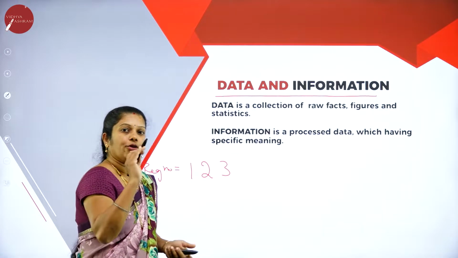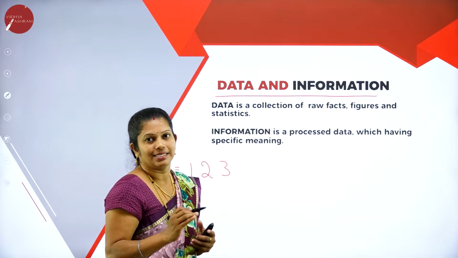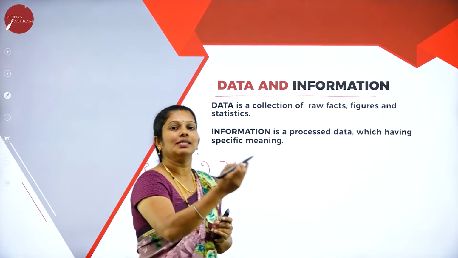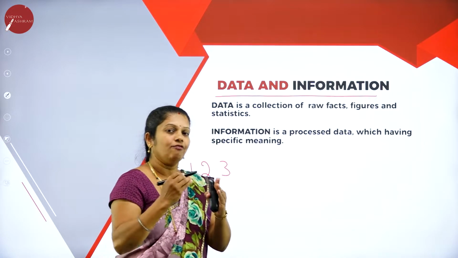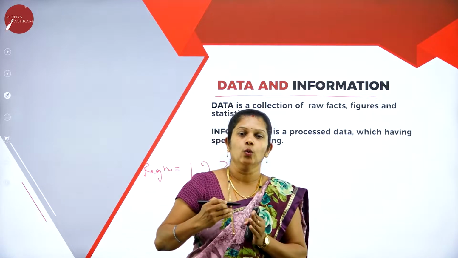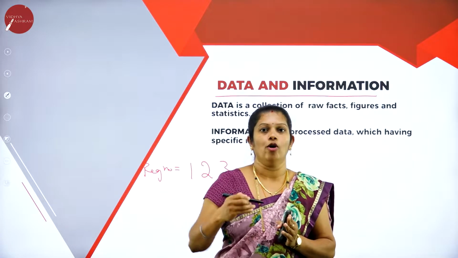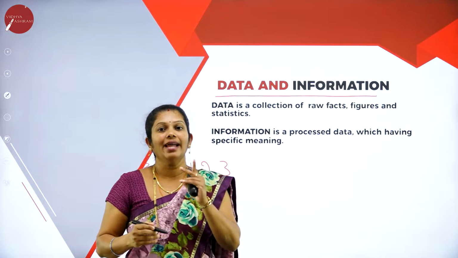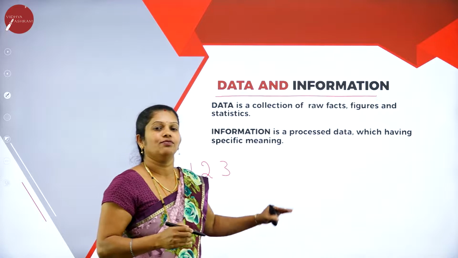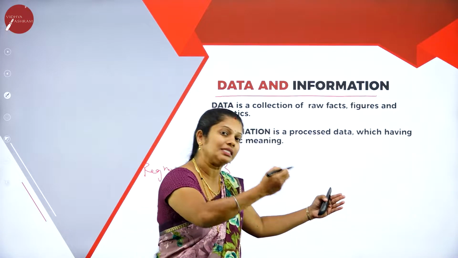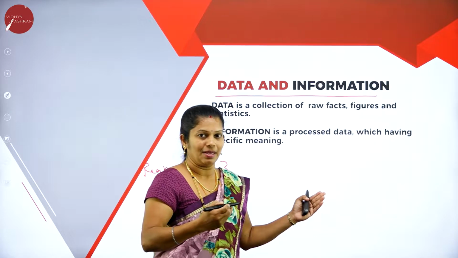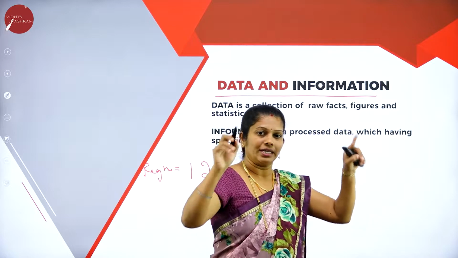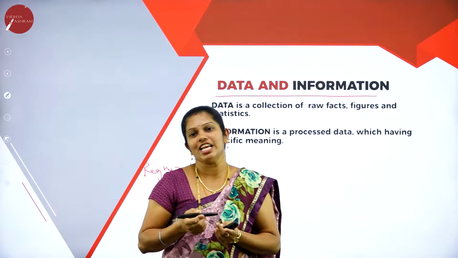Data is raw facts, figures and statistics, a raw material, whereas information is processed data. For example, if I want to construct a building, whatever ingredients and items I take can be called data. Data means raw facts, figures and statistics, whereas processed data can be called information. In the same example, the raw material is data, and after constructing the building, that building can be called information.